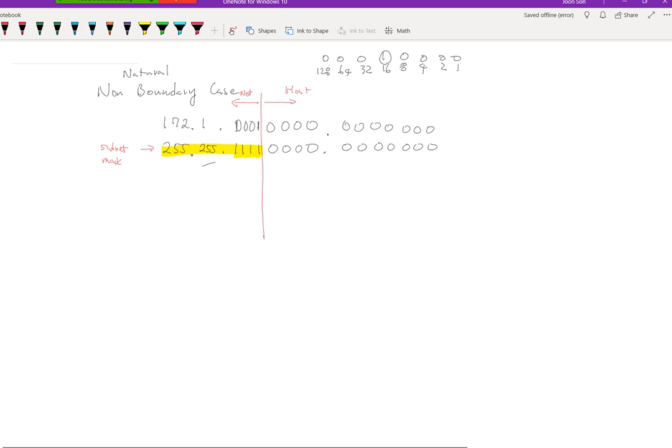From this, we can draw the IP table. The very first one is 172.1 dot, then 0001 0000 as it is, and then the rest of them is 0. So what is this? This is the network address.